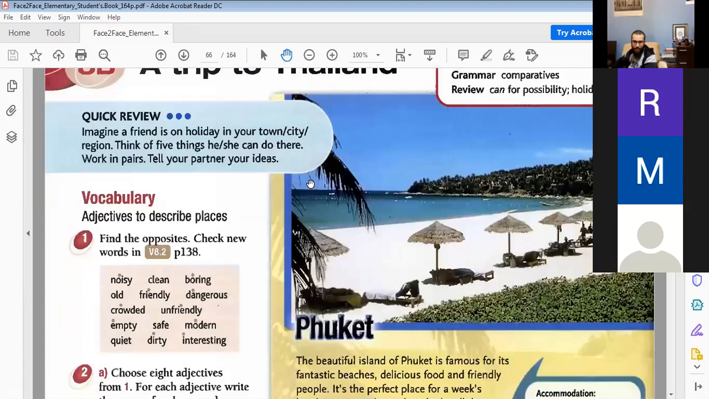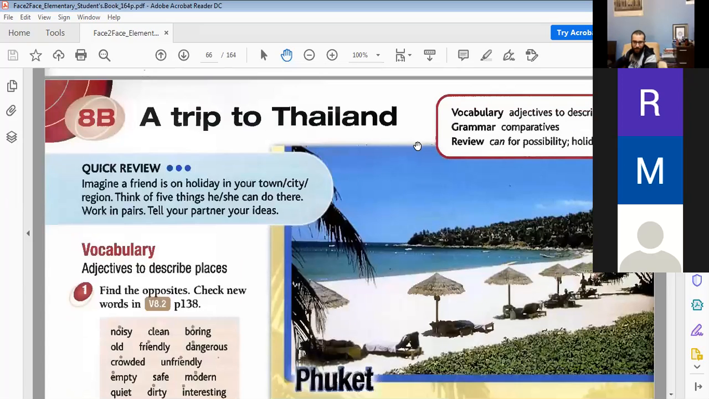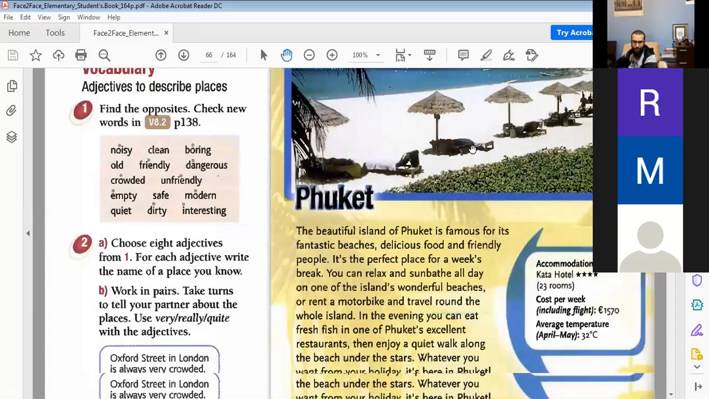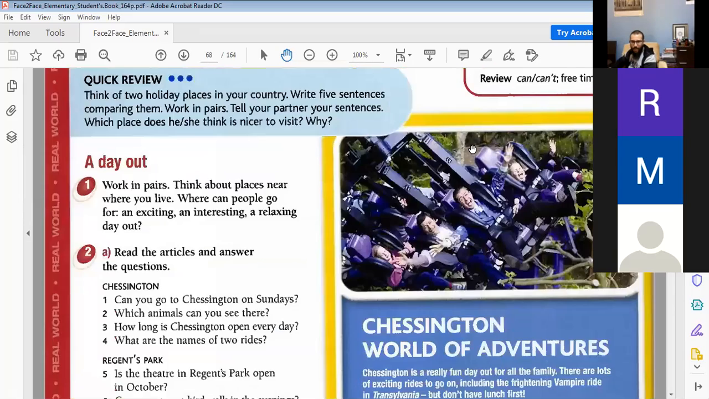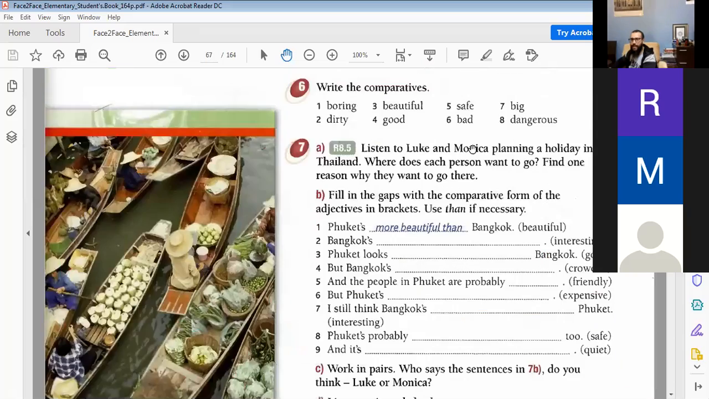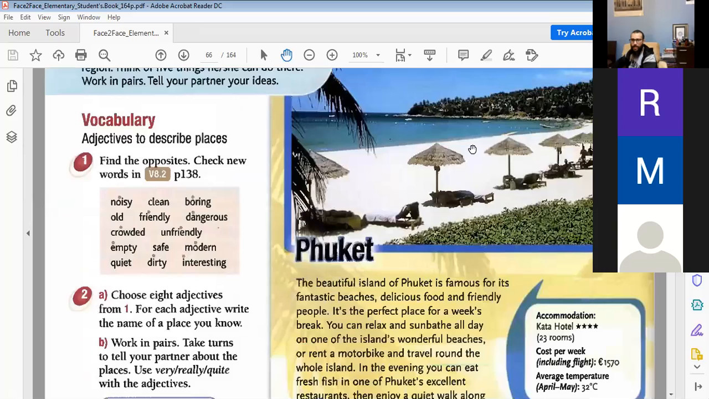So Unit 8 is all about tourism. Even 8C, I think, is about tourism. Yeah, it's about tourism, free time. So I think it's fun.